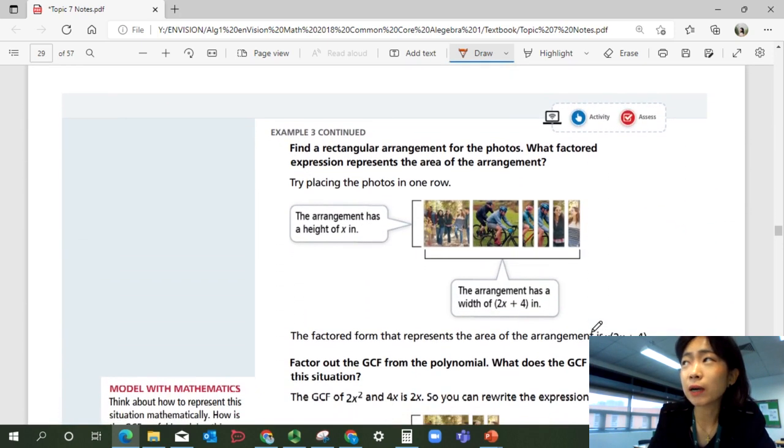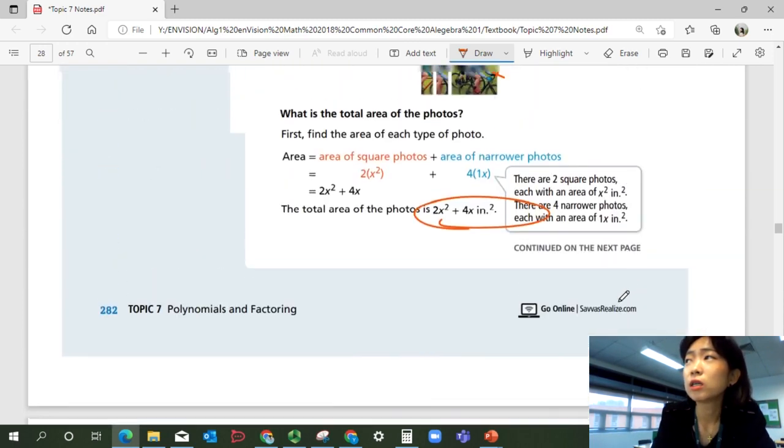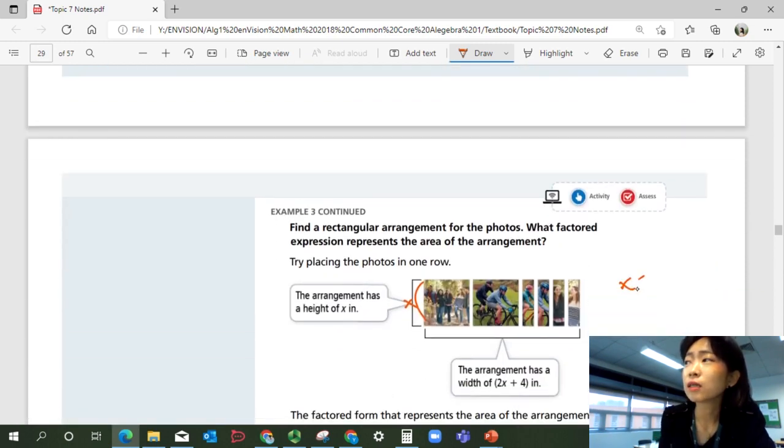Let's find the rectangular arrangement for the photos. What factored expression represents the area of the arrangement? So we're going to try placing the photos in one row. And the arrangement has a height of x inches total. They're all x inches high. The arrangement has a width of 2x plus 4 inches. So if we factor 2x squared plus 4x, we get x times 2x plus 4, and that gives us the height.